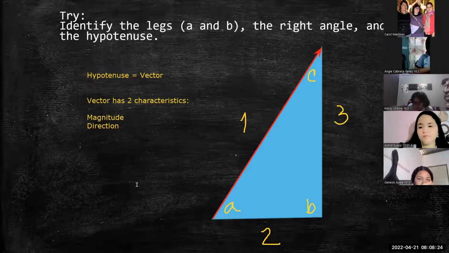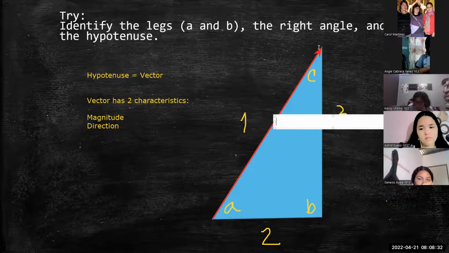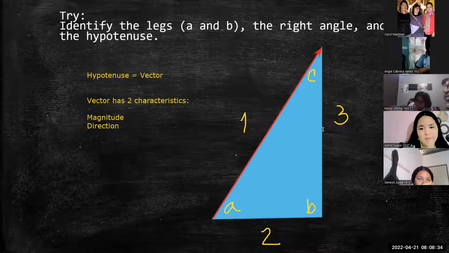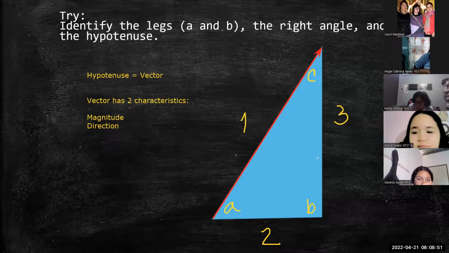Now, the other important thing about a vector is direction. Where is the vector going? Now, the hypotenuse, as you can see, I turned it into an arrow. Where is this arrow going? Up. It's going up, but it's also going to the right. It has two directions, okay? It is going up.